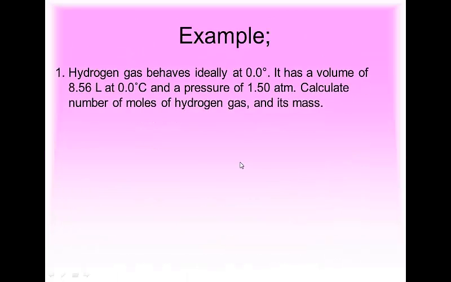Alright, so here's an example. Hydrogen gas behaves ideally at 0 degrees Celsius. It has a volume of 8.56 liters at 0 degrees Celsius and a pressure of 1.5 atmospheres. Calculate the number of moles of hydrogen gas and its mass. All right, first off, notice there is only one set of conditions. They are not changing from one to another. They are merely asking for N given the other things. So this is going to be PIVNERT.